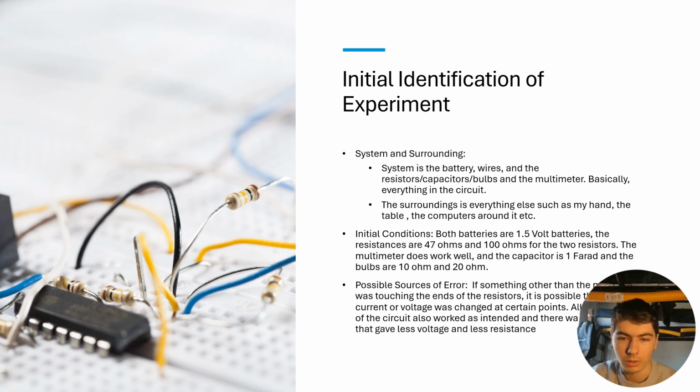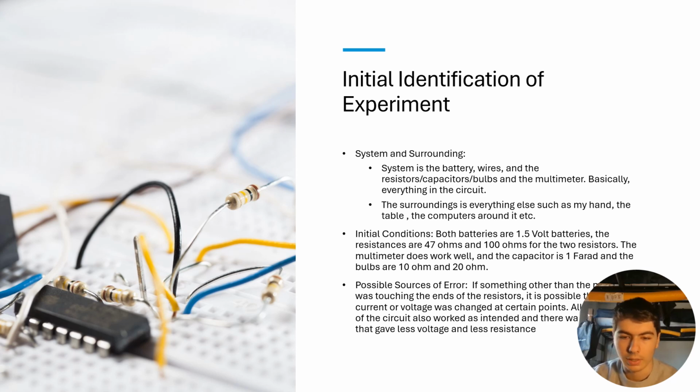So, initial identification of the experiment. The system of our experiment would be the battery, the wires, resistors, capacitors, light bulbs, multimeter, basically everything we have in the circuit. The surroundings would be anything else, such as my hand, the table, the computers around it, and stuff like that. Some initial conditions: both batteries are 1.5 volt batteries. The resistances are 47 ohms and 100 ohms for the two resistors. The multimeter functions well. The capacitor is 1 farad and the bulbs are 10 ohms and 20 ohms respectively.